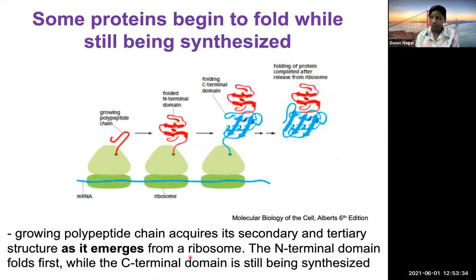Some proteins tend to fold while they're being synthesized, right? So it's still considered a post-translational modification because you need to have at least some of it already translated for this to happen, right? So some proteins will start to fold. So this red part is the polypeptide chain. You have your ribosomes attached to the mRNA. As it's coming out, this N-terminal part of the protein will start to fold immediately, okay? And then as the rest of it comes out, it will fold. So by the time the protein is released from the ribosome, it's completely folded and it can go on to do its function, okay?